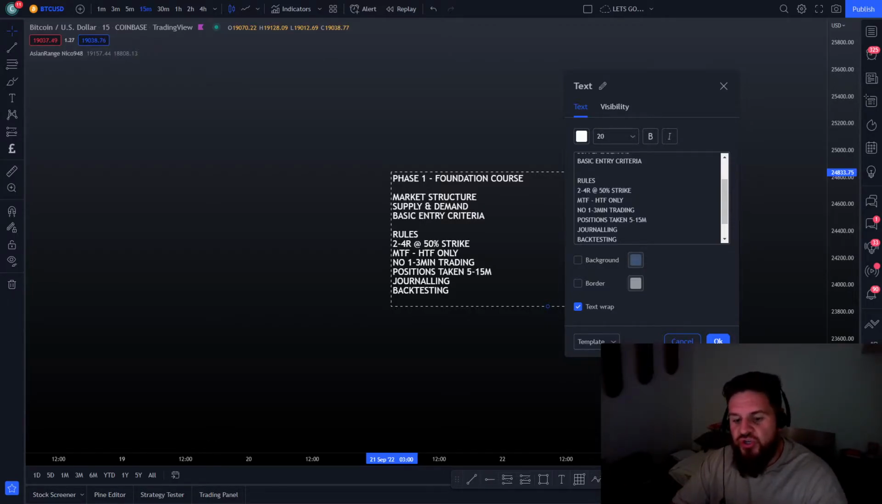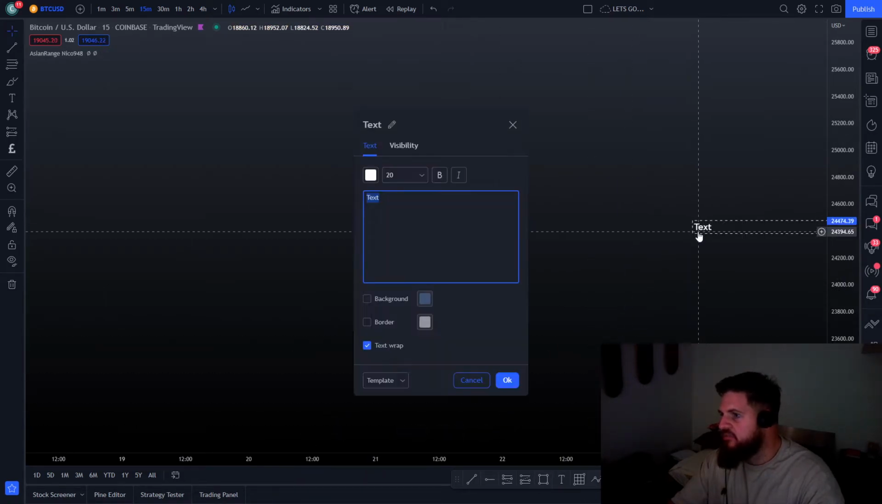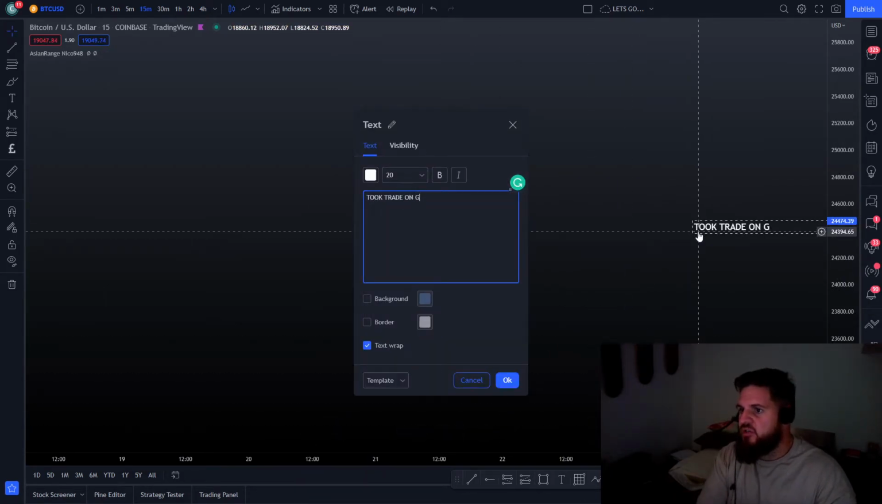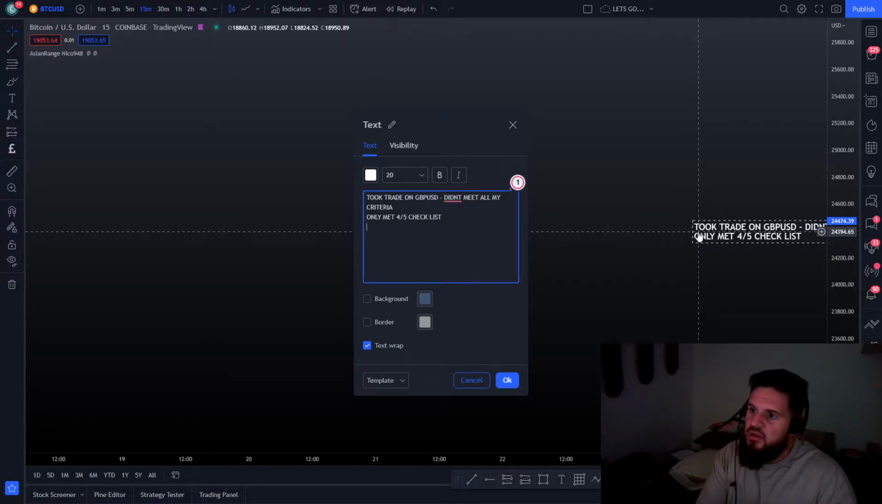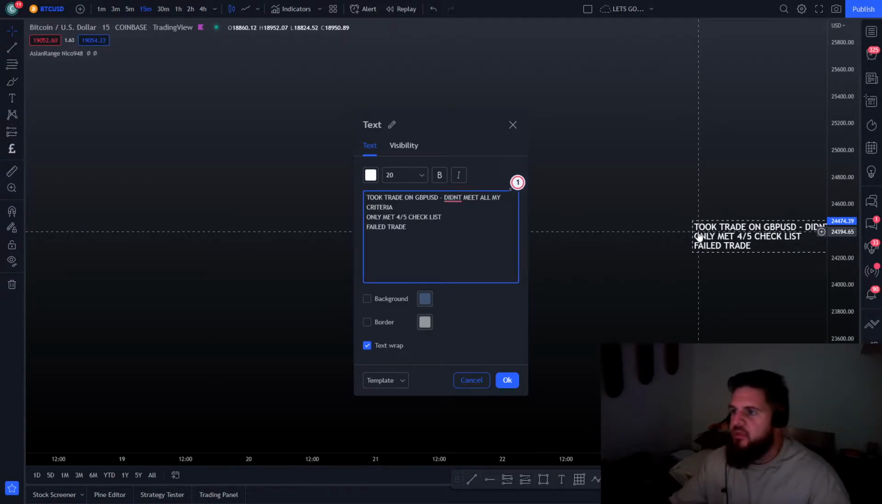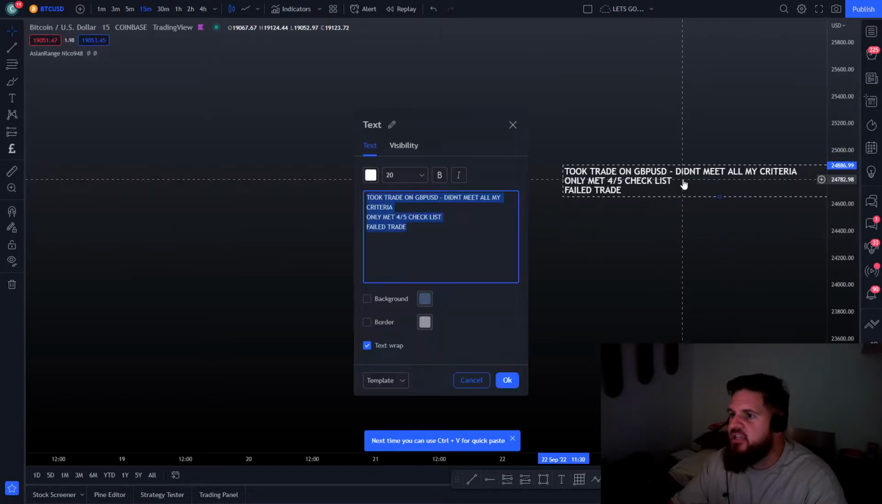What I would normally do is I do this. Took trade on GBP USD. Didn't meet all my criteria. Only met 4 out of 5 on the checklist. Failed trade. The act of doing that teaches you to be better.